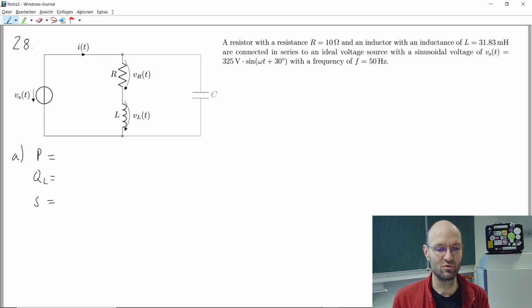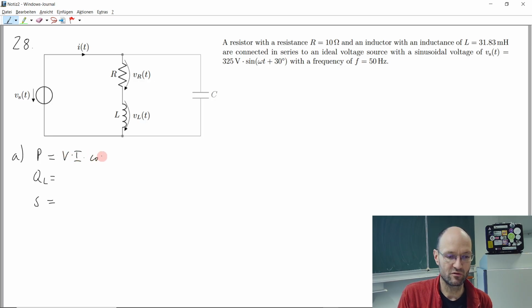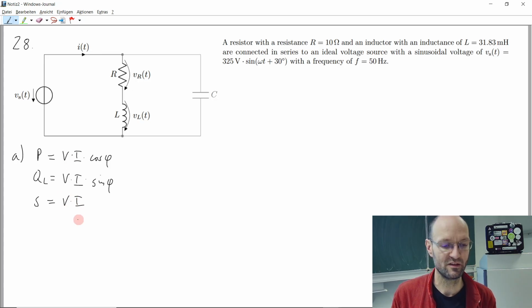So what would you suggest to do to calculate this? Or what formulas, which approach can we use? Find the RMS values of EMI. So because this is voltage times current times the cosine of the phase angle between them, this is voltage times current times the sine of the phase angle between them, and this is just voltage times current. And because these are the RMS values, we need to find them. We need to find what is the RMS value of the voltage and what is the RMS value of the current.